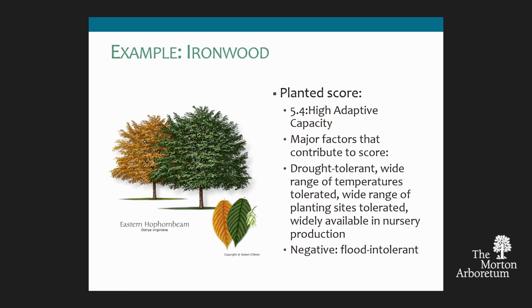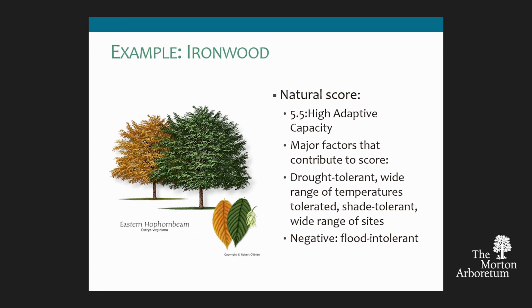On the other end of the spectrum, one with really high adaptive capacity is ironwood. And this is a tree that's relatively drought tolerant. It has a wide range of temperatures that it can tolerate, a wide range of planting sites that it can tolerate, and it's a widely available species. And I think there was only one major negative point, which was the flood intolerance. And its natural system score is very similar to its planting score in this case. So relatively high adaptive capacity in both natural and planted areas.